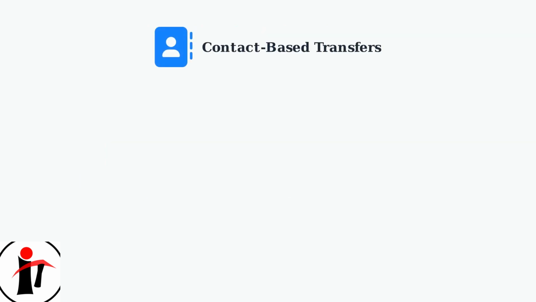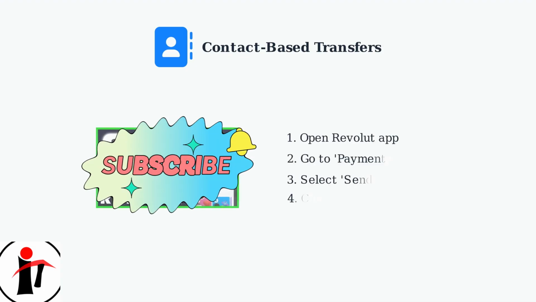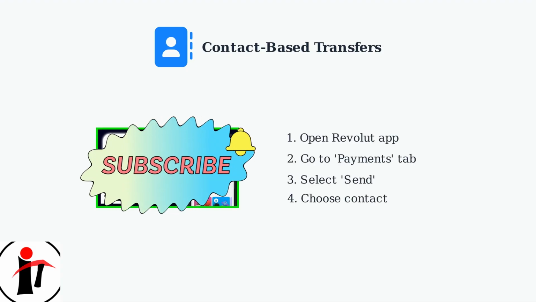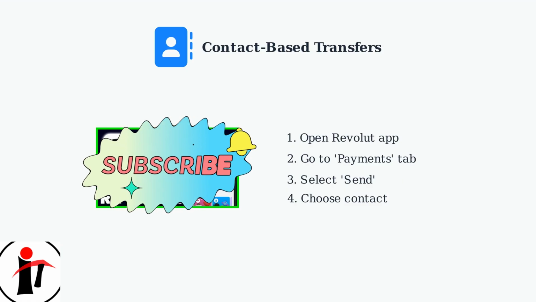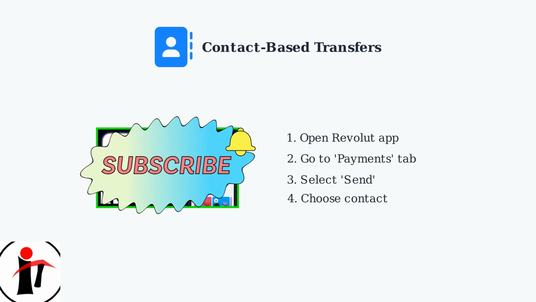The first method is sending money through your contacts. This is the quickest way to send money to friends and family who are already in your phone. Start by opening the Revolut app and navigating to the Payments tab. Then tap Send and choose a contact from your phone's contact list.